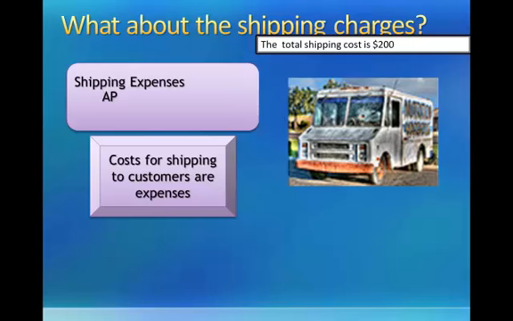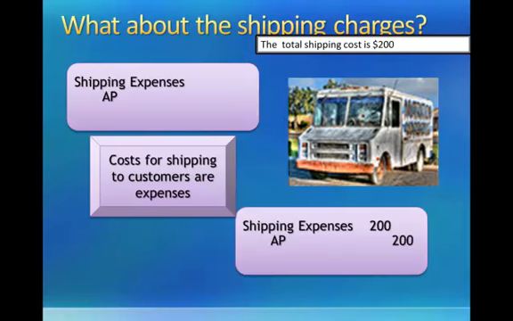The next thing we'll look at are shipping charges. When we paid for shipping to get inventory to us, we increase the cost of inventory. However, when we pay for shipping charges to get the inventory from us to the customer, we're going to debit shipping expense and credit accounts payable for the shipping charges that we incur.